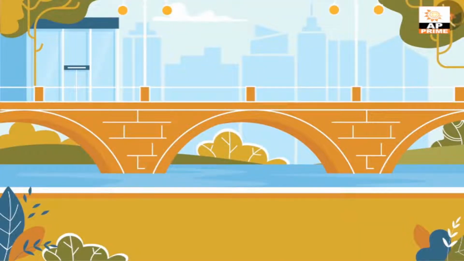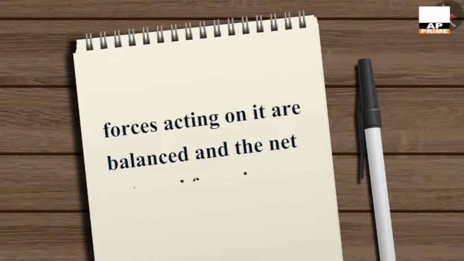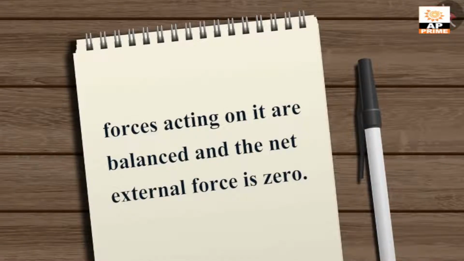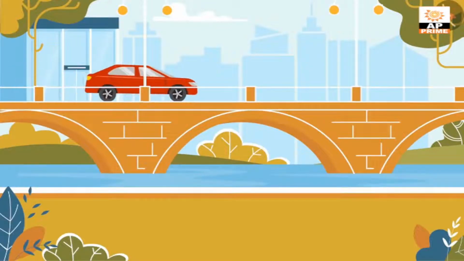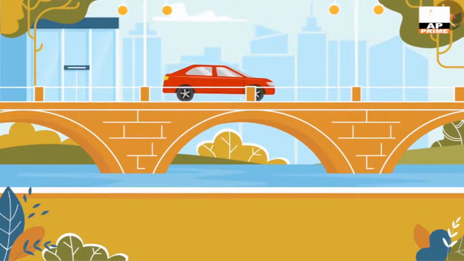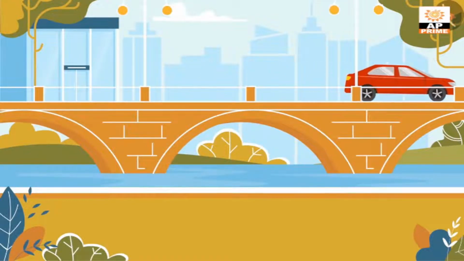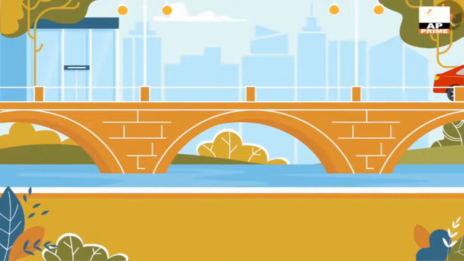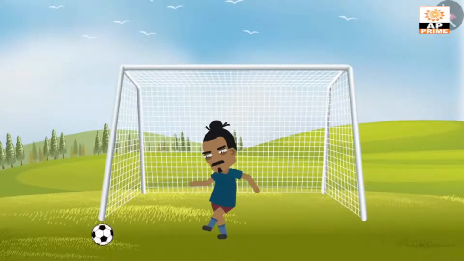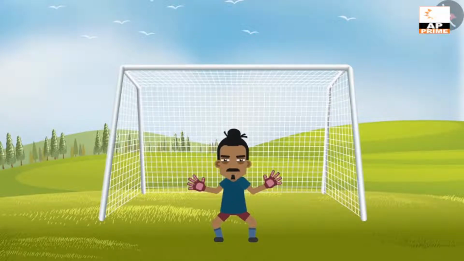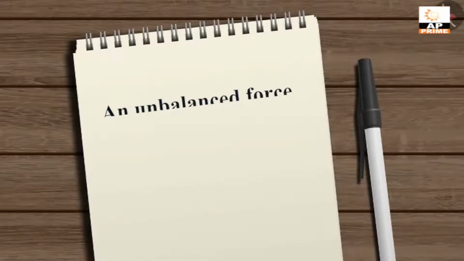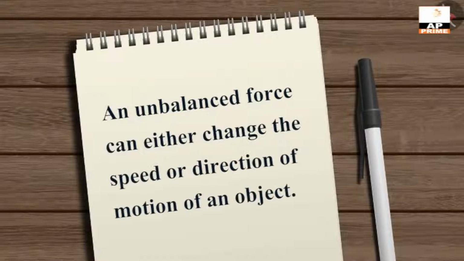The correct understanding would be, any object will maintain its state of rest or state of motion when all the forces acting on it are balanced and the net external force is zero. Which means a change in the state of rest or state of motion is observed only when an unbalanced force is applied. A body at rest may start to move, as well as it may stop due to the application of unbalanced forces. An unbalanced force can either change the speed or direction of motion of an object.